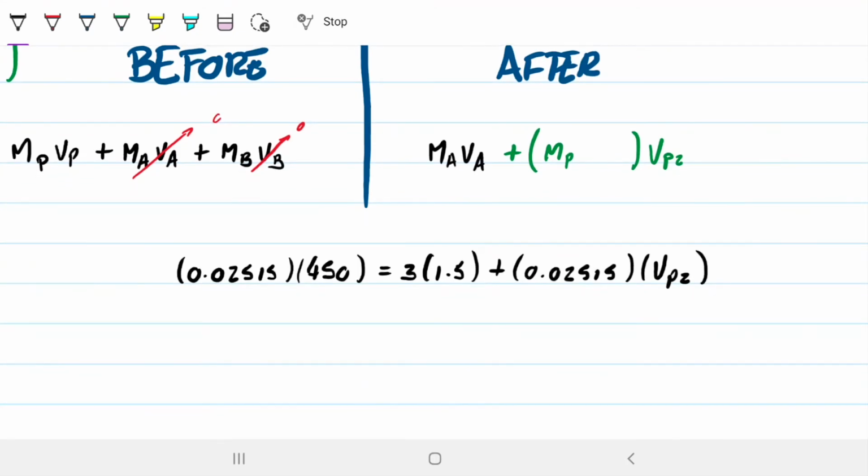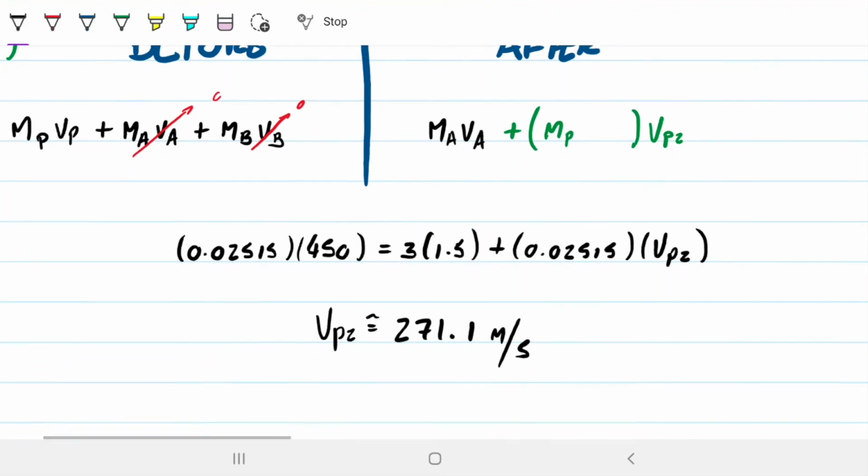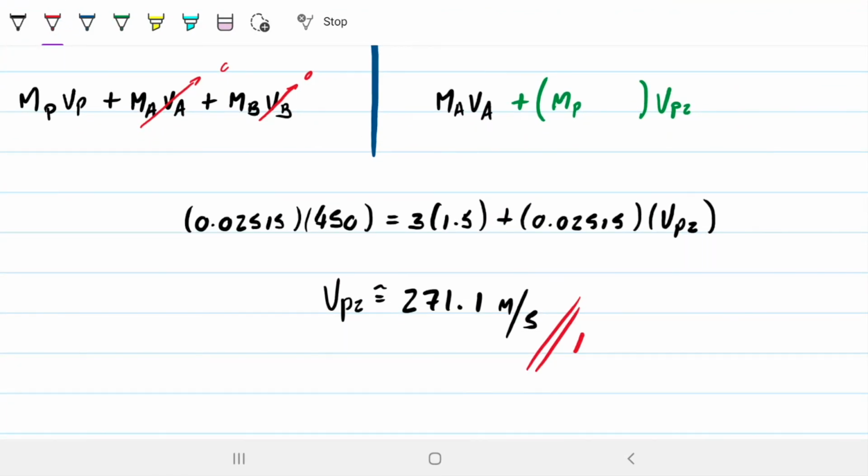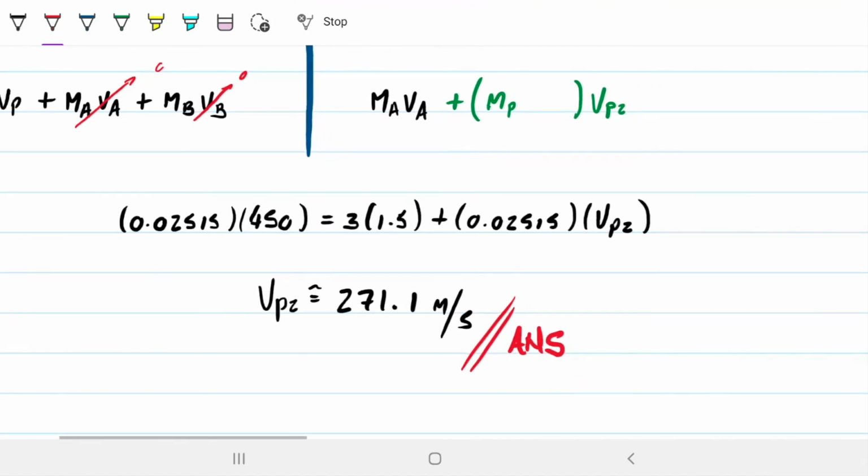So nothing fancy here, only one unknown. The velocity of the projectile 2 is approximately 271 meters per second. Actually, 271.079, so let's just go ahead and say 271.1, probably more precise. There you go. Cool, so this is the velocity. It's indeed smaller than 450, good sign. It's indeed greater than 2.7, good sign as well. This is the velocity that we get by using conservation of momentum.